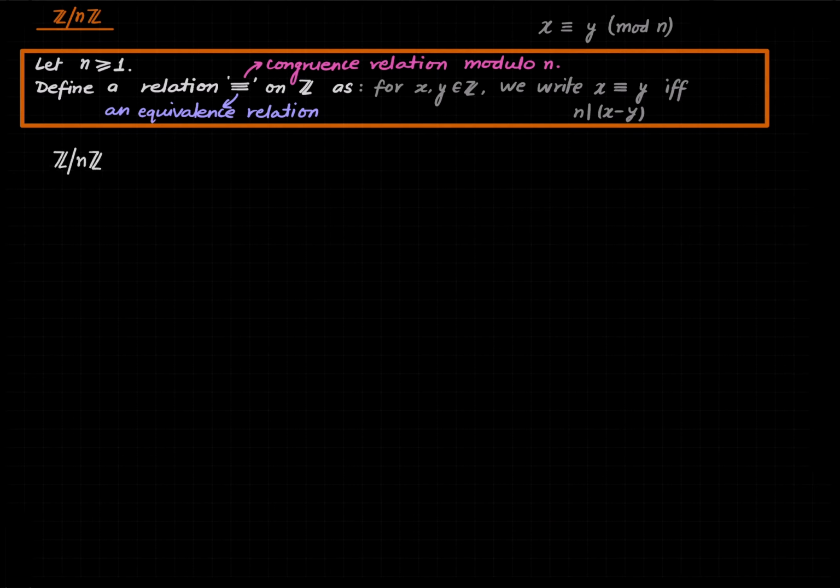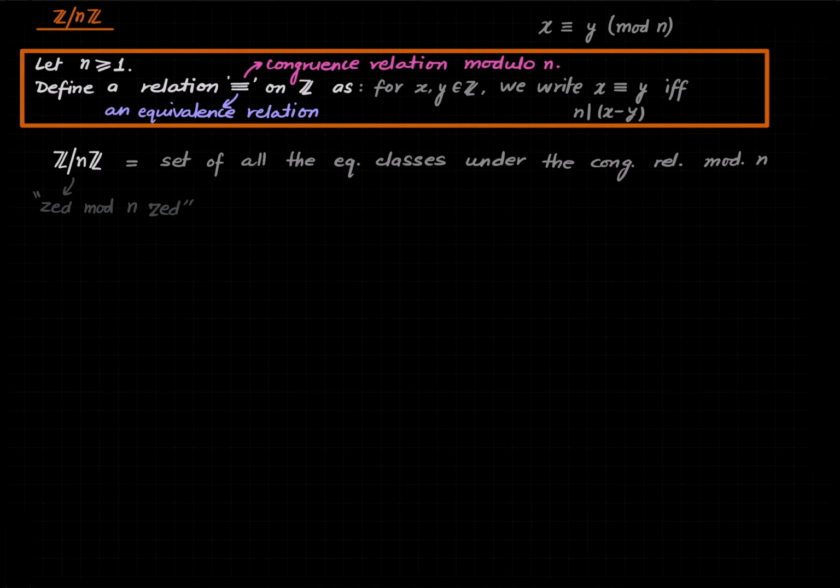How do we read it? This is read as Z mod nZ. If you read Z as Z, this is Z mod nZ. Okay, that's how we pronounce it. And what is the definition? This is the set of all the equivalence classes under the congruence relation modulo n. Right, so that's sort of an abstract description. We can very explicitly describe it.